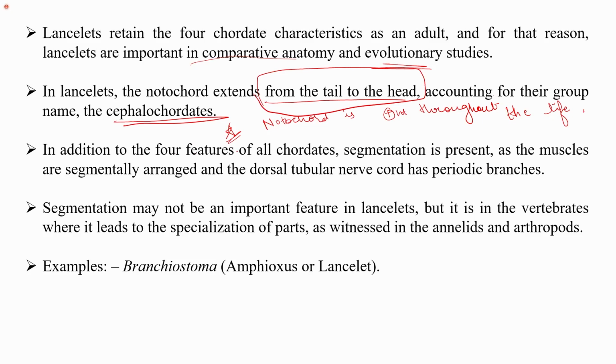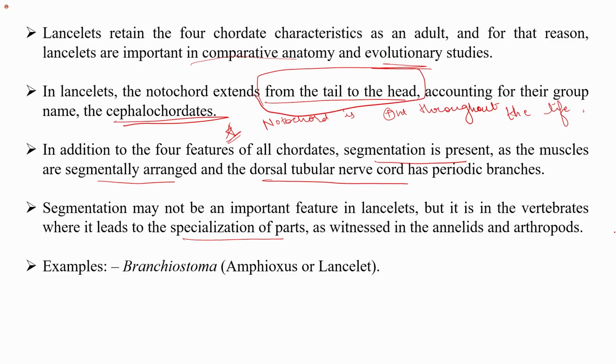In addition to the four features of all the chordates, segmentation is also present in them. In cephalochordates, the muscles are segmentally arranged, and the dorsal tubular nerve cord has periodic branches. Segmentation may not be an important feature in lancelets, but it is an important feature in vertebrates, where it leads to the specialization of parts. So different segments contain different body parts with different specialized functions, as we see in the case of annelids and arthropods.